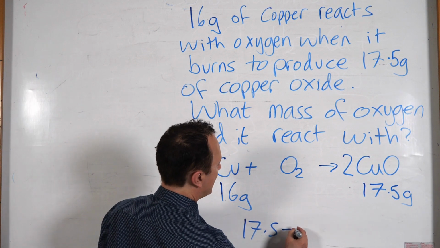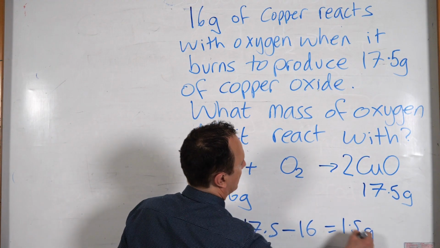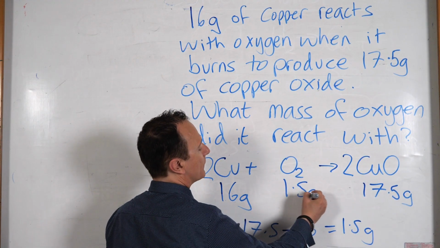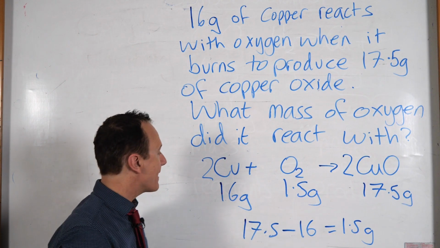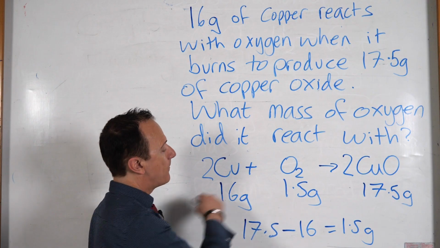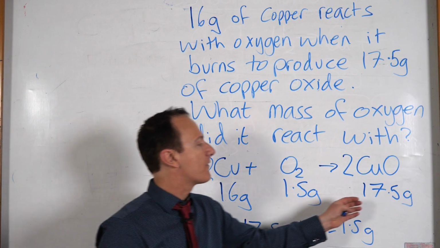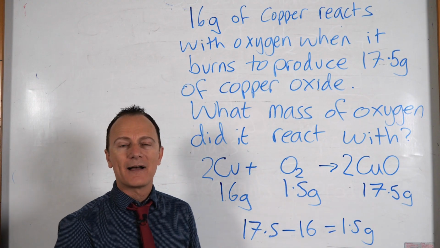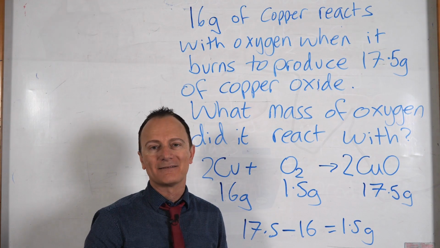17.5 minus 16 grams, which is 1.5 grams. So 1.5 grams of oxygen reacted with the copper. And if you want to check we're correct, 16 plus 1.5 is 17.5, the mass of reactants, and we've got 17.5 as the mass of products. So we can see we've got conservation of mass.